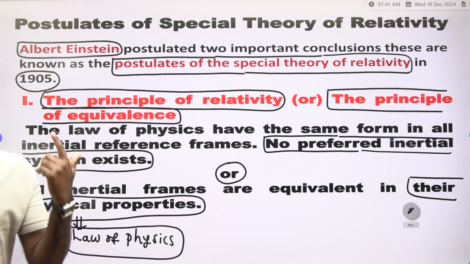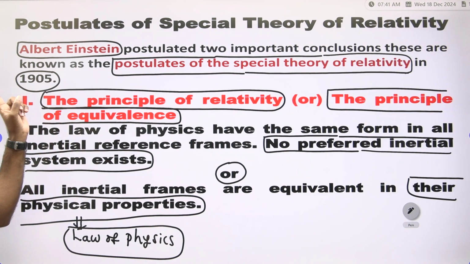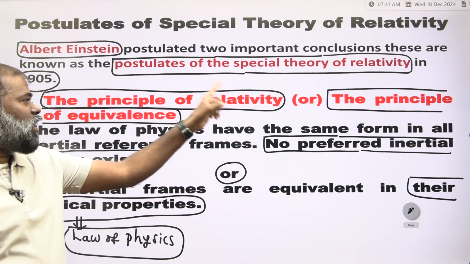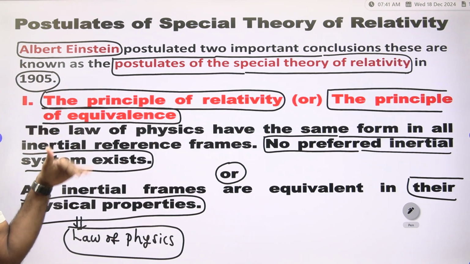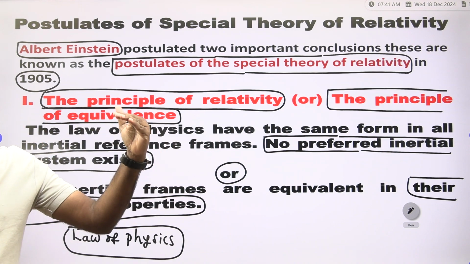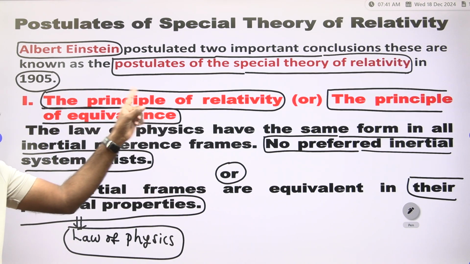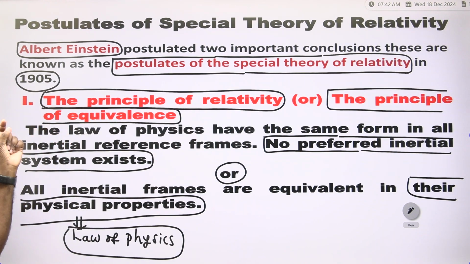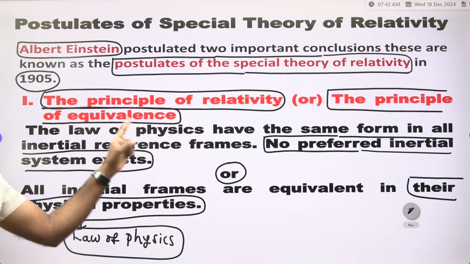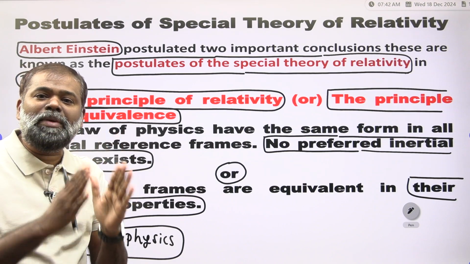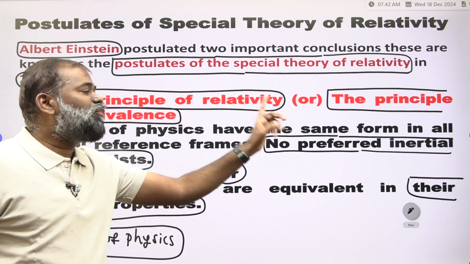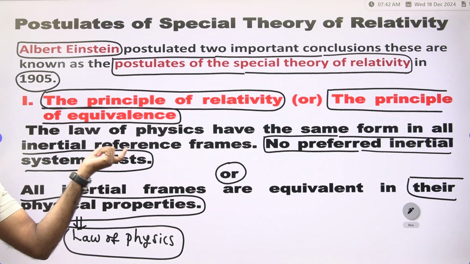What is Einstein's first postulate? Einstein's first postulate we also call the principle of relativity or the principle of equivalence. What is the principle of relativity? The laws of physics have the same form in all inertial frames of reference, because no preferred inertial frames exist.